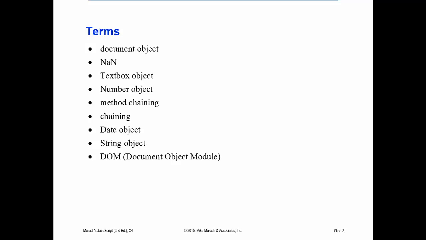NaN for not a number. The text box object for when you create a text box. The number object for when you basically use a number. Method chaining when you've got this dot this dot this type of thing. Chaining is, again, separating different things with periods.